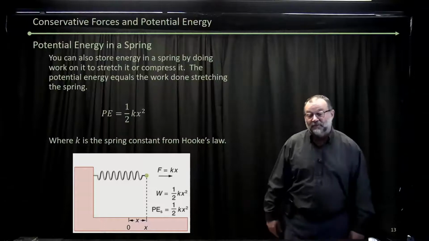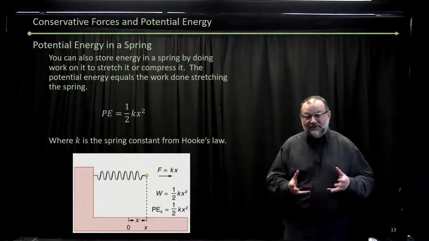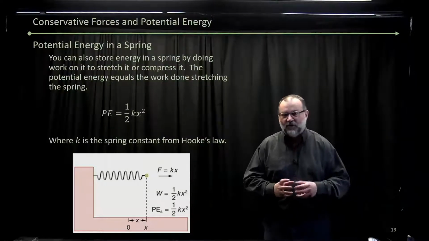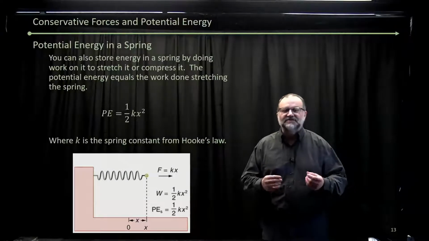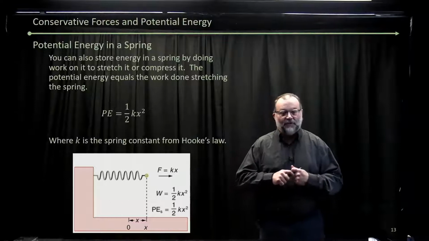Another place you can store potential energy is in a spring. The potential energy stored in a spring is 1/2 kx squared. What are all these things? Well, k is the spring constant, and x is the distance you've deformed the spring.